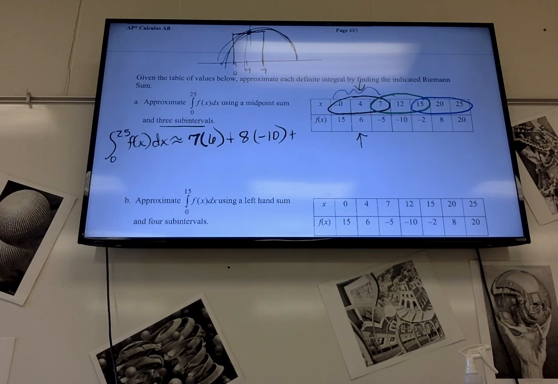So the next one then is going to be the width, 10, and the height? 40, whatever. Yeah. 8. Good. So now we just work that out. So that's 42 plus -80 plus 80. So it's just 42. And that is about the area under the curve for f of x. It's an approximation.